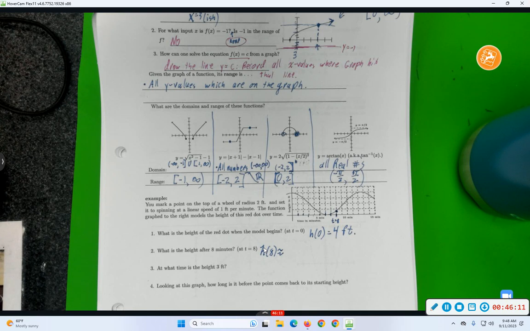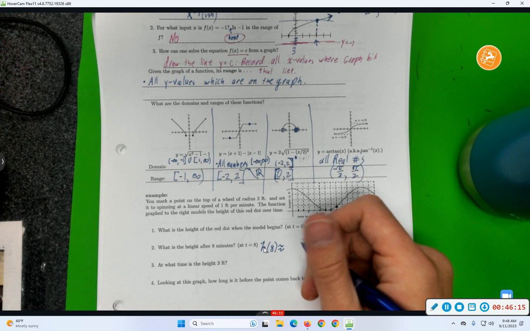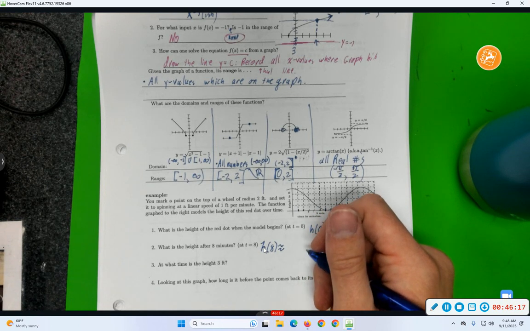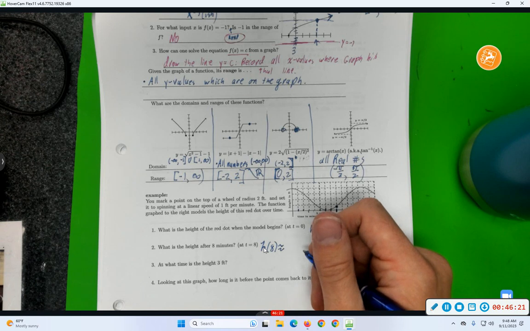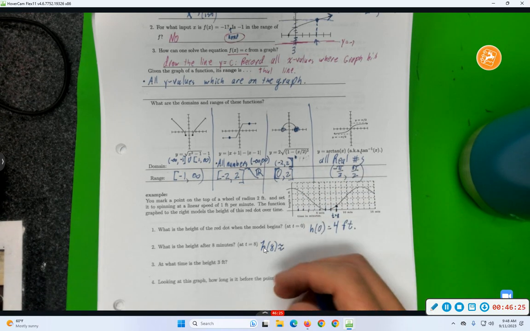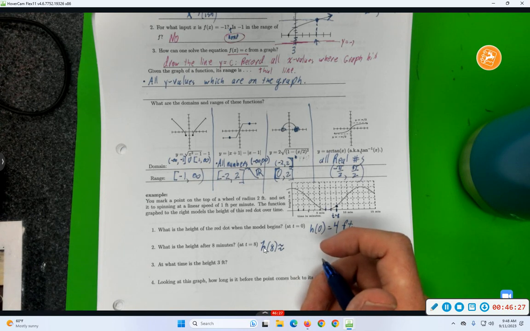About... About 0.7-ish? That seems about right. It looks a little bit bigger than a half, so let's call it 0.7.